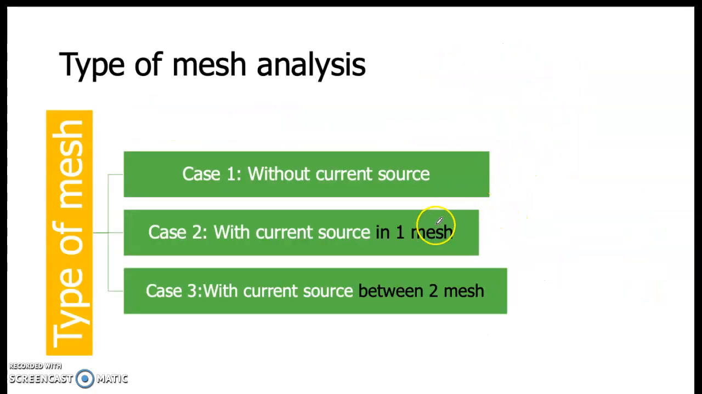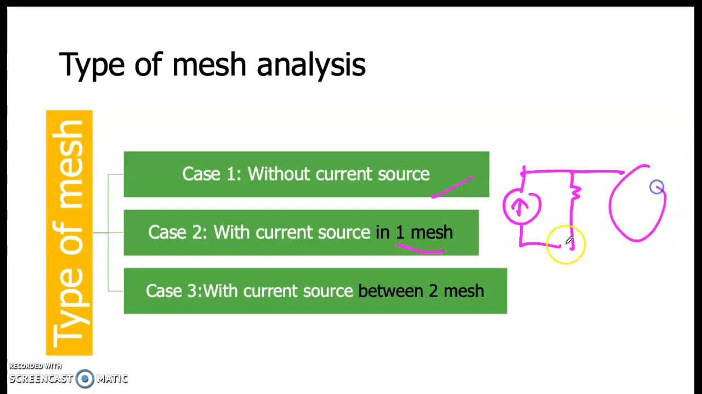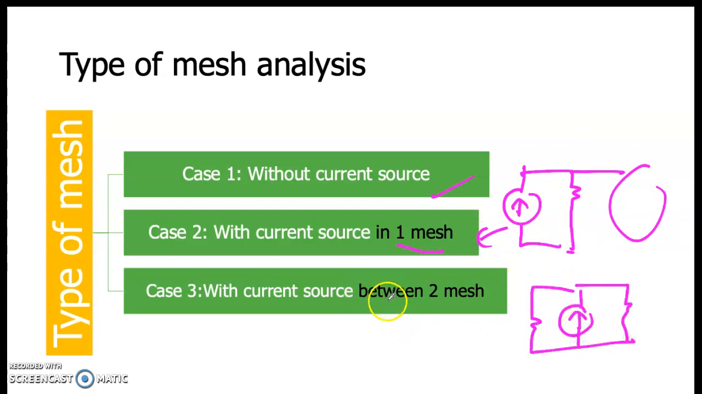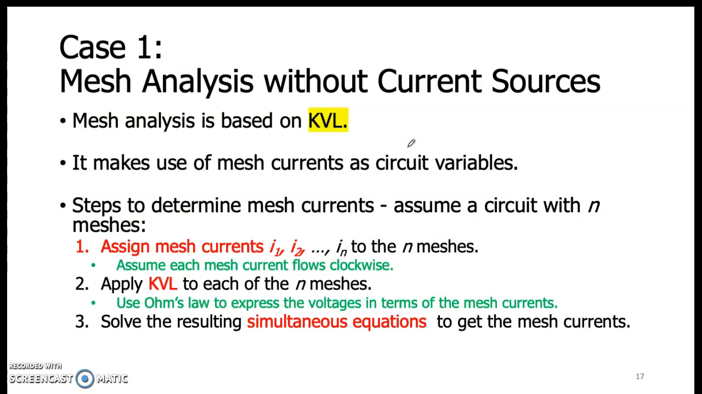Okay, so let's see what are the types of mesh. One is without current source, and one with current source. In one mesh, what does it mean? Your current source is the most left or the most right, and then you have here a resistor and another circuit here. So this means at one mesh. There is another type where the current source is between 2 loops. So this is what we call with current source between 2 meshes. How are you going to solve it? The first one is without the current source.